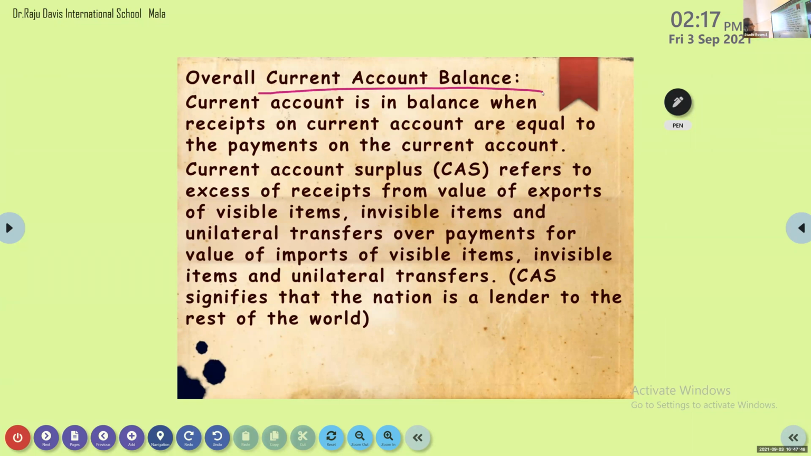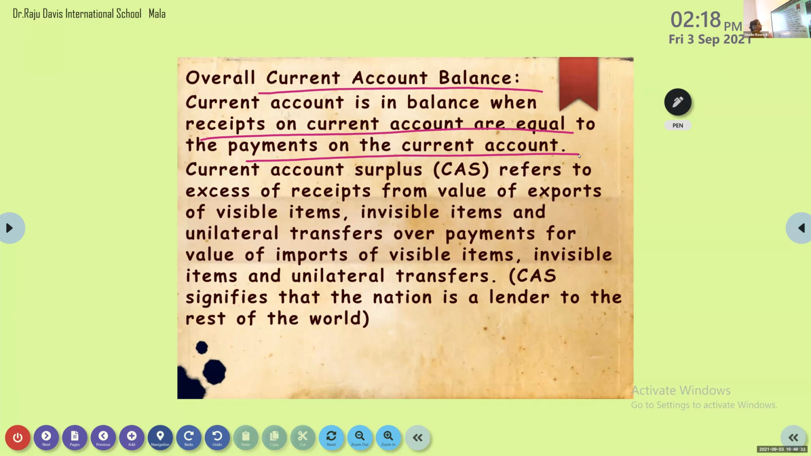Current account is in balance, in equal situation, when the receipts and the payments are the same, or when the receipts are equal to payments. That situation we can say current account is in balance. So current account is in balance when, Aishwarya? When the receipts and payments are equal on the current account.